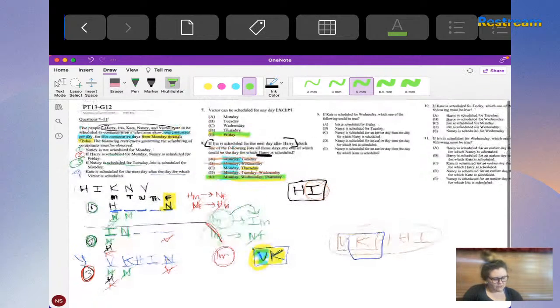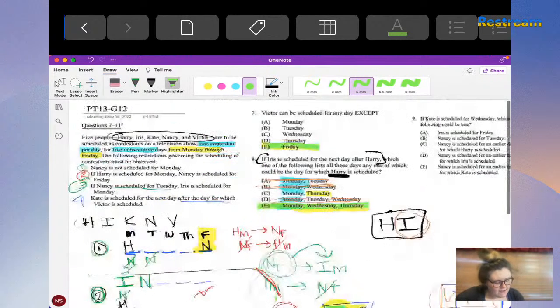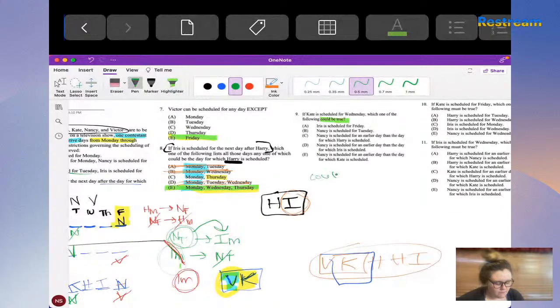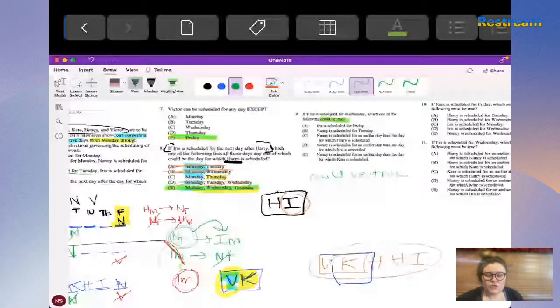Awesome. All right. So now let's look at number 9. If Kate is scheduled for Wednesday, which of the following could be true? So what we want to think about, what is the difference between could be true and must be true? Does it matter? Do those words matter? Yes, absolutely. Because could be true just means it's a possibility. It doesn't have to happen. So there could be more options, but they're saying, hey, this could happen.